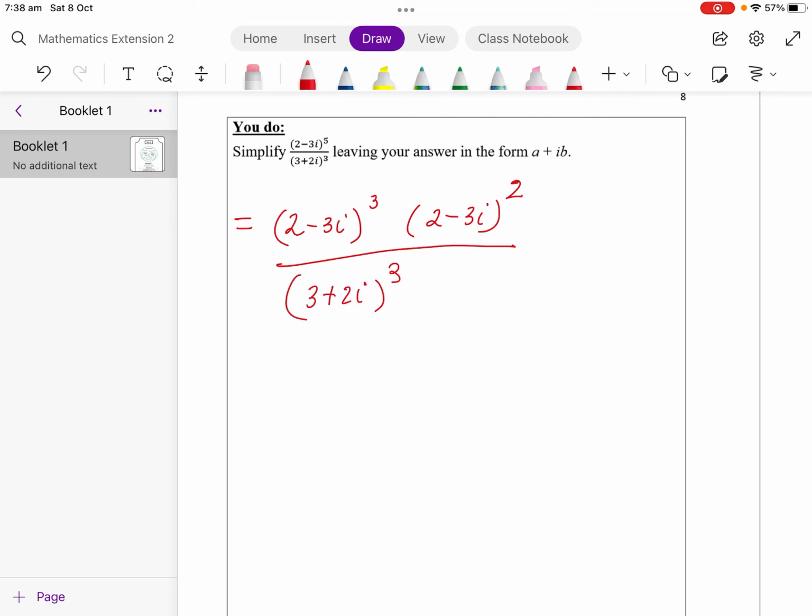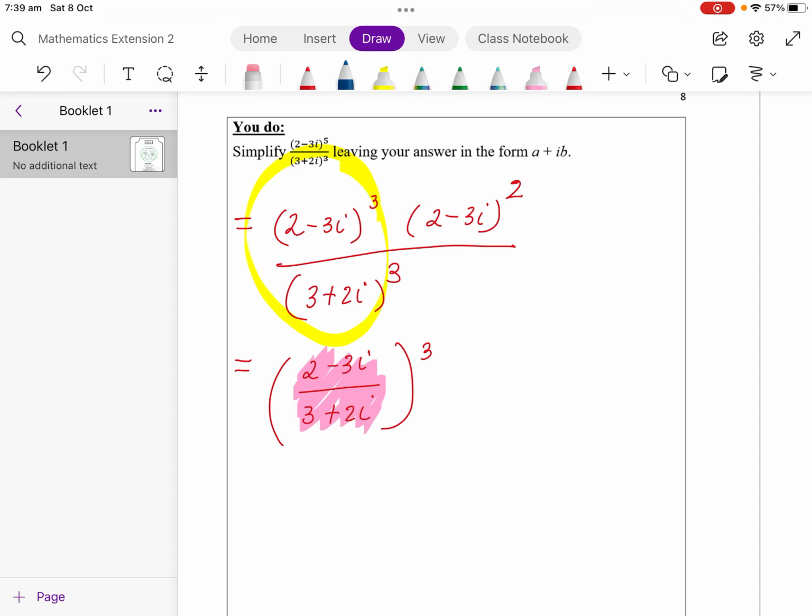Now, the reason why I've done that, if you're wondering why, is I'm going to group those together. And the way that I'm going to group them is I'm going to write it as 2 plus 3i and 3 plus 2i, all cubed. Because if the top and the bottom are being cubed, then I'll just write it as all cubed. Now, the reason why I did that is I'm going to take this expression and realize it. And once you realize it, you'll understand why I bothered to do that, because it actually cleans up really nicely.